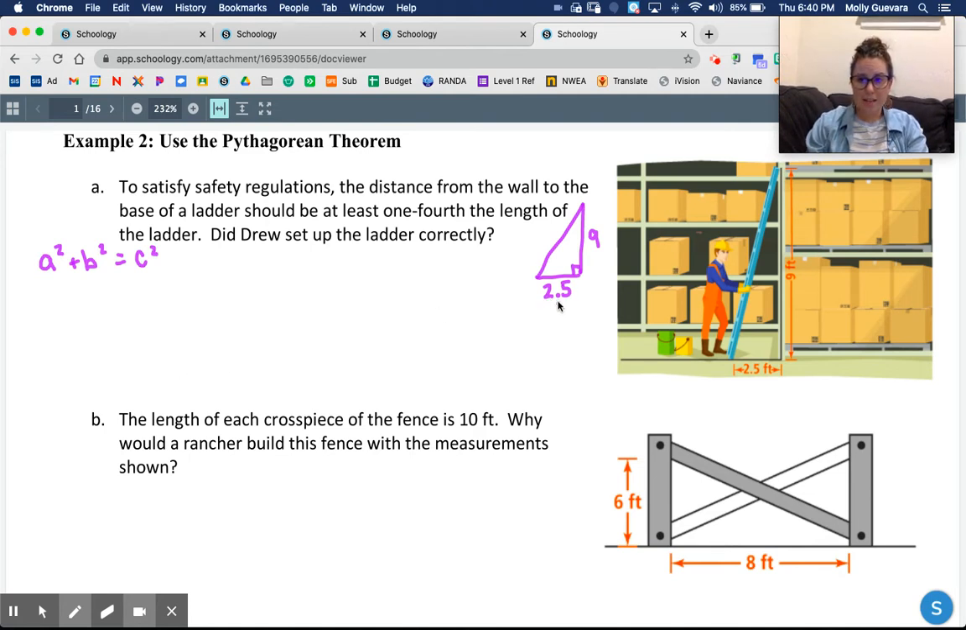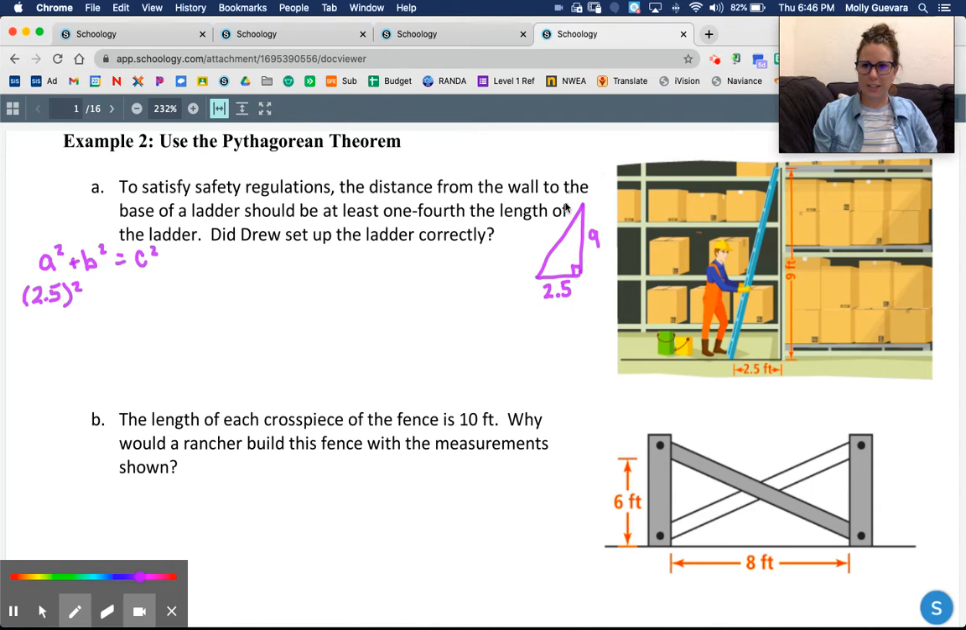2.5 is a leg, right? It's not across from the right angle. 9 is also a leg. So I can just fill those in for a and b however I'd like. So I'm going to say a is 2.5, but it doesn't matter. I'm going to plug in 2.5 for a, but you also could have plugged in 9 for a, and it doesn't matter. Okay. And so since I did 2.5 for a, I'm going to do 9 for b. And then I'm trying to solve for c.